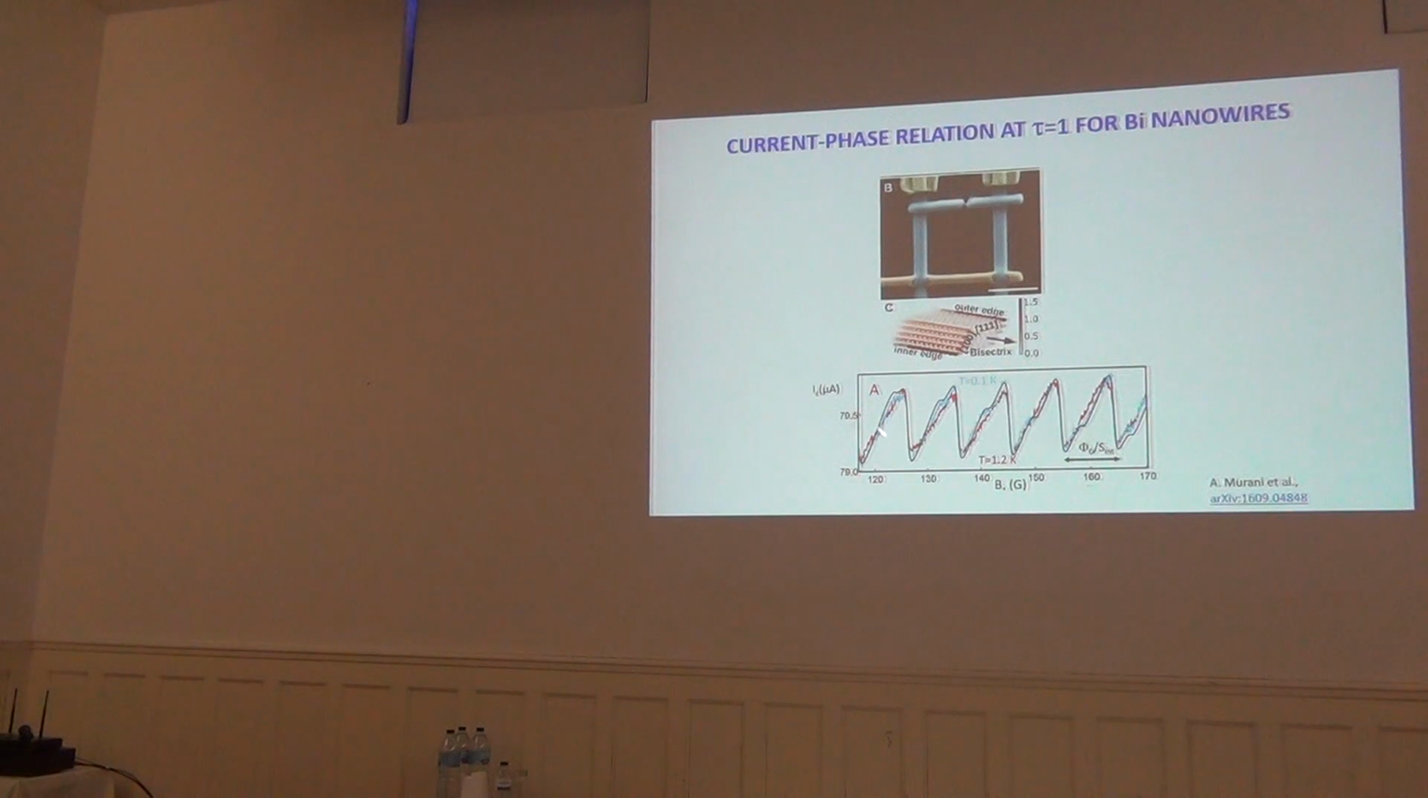Well, okay, let's see what they find. They find a critical current which is almost non-sinusoidal, very non-sinusoidal, which is what would be expected for something with transmission 1. Okay, but if you pay attention, there is one contribution, and there is like this shoulder that appears.